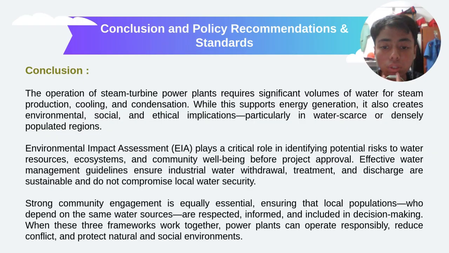Environmental impact assessment (EIA) plays a critical role in identifying potential risks to the water resource, ecosystem, and community well-being before project approval. Effective water management guidelines ensure industrial water withdrawal, treatment, and discharge are sustainable and do not compromise local water security. Strong community engagement is equally essential, ensuring that the local population who depends on the same water source are respected, informed, and included in decision making. When these three frameworks work together, plants can operate responsibly, reduce conflict, and protect the natural and social environment.